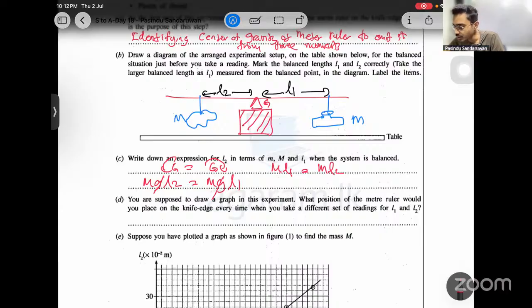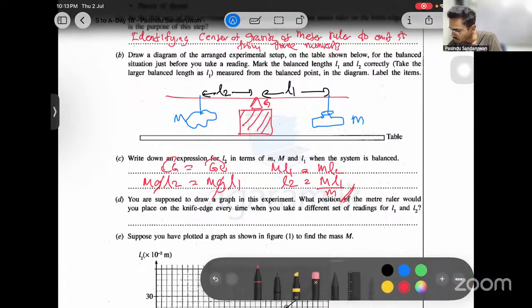Write down an expression for L2. Then making L2 the subject, L2 is simple m L1 over capital M. Sorry, I have switched the terms: capital M L2 equals simple m L1.